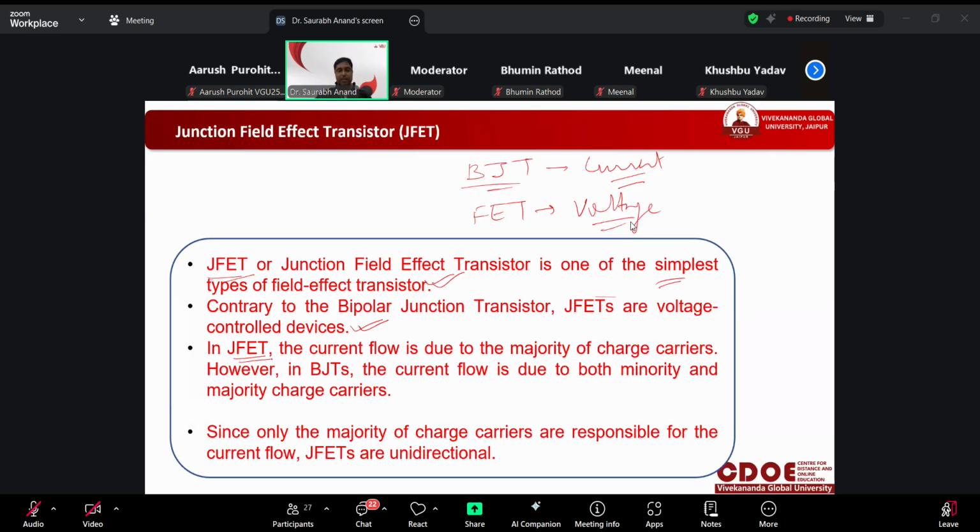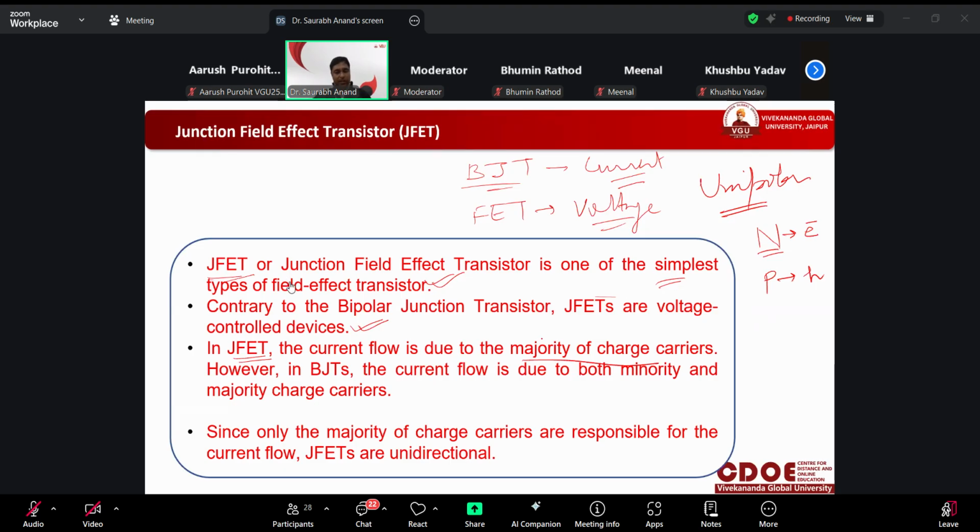In JFET, the current flow is due to majority charge carriers. So, as I told you, it is unipolar. Unipolar means there may be electrons or holes. If electrons, that will be n type; if holes, that will be p type. But in n type there will be holes also, in very small number, as minority charge carriers. So we talk only about majority charge carriers. In N type there will be electrons, and in P type there will be holes.